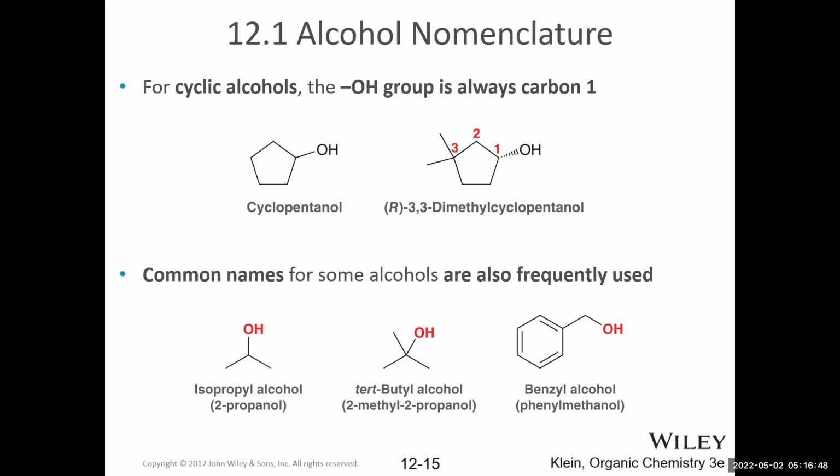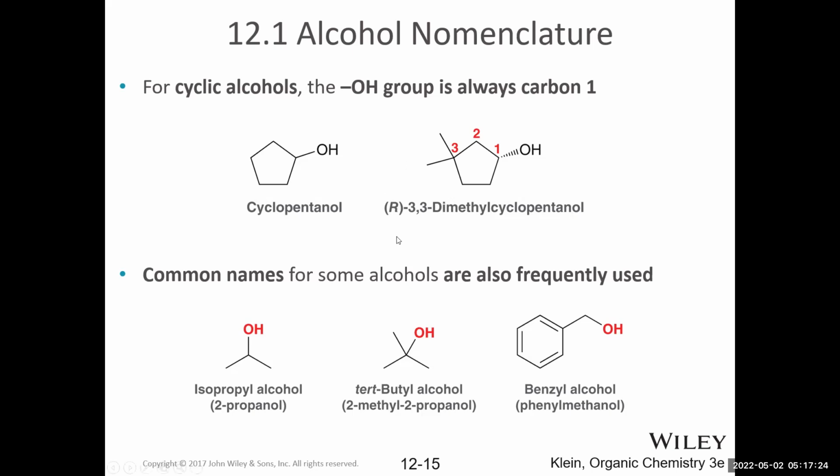Okay, for cyclic alcohols, the OH group is always carbon number 1 because if you're naming it as an alcohol, then that's the highest priority functional group. So we'll start our locant numbering at that carbon. And then we want to go in the direction that will give us the lowest number possible for other substituents. So for example, we would have to start here, and then we want to go this way so that the methyls can come in carbon number 3, as opposed to going the other direction and having them at carbon number 4.